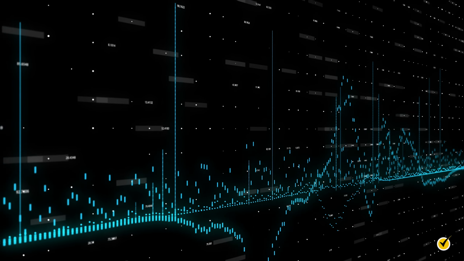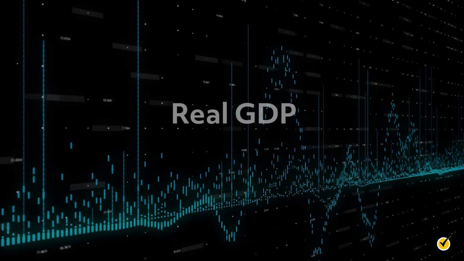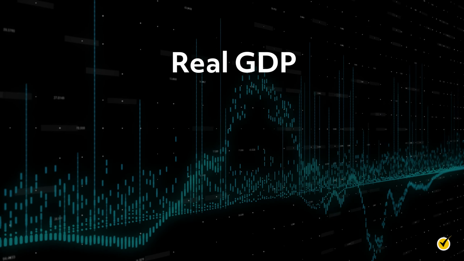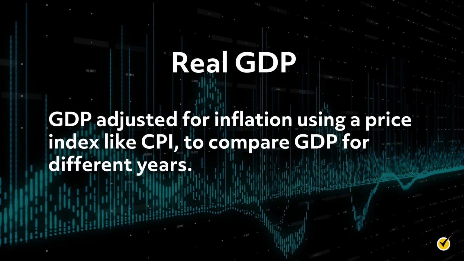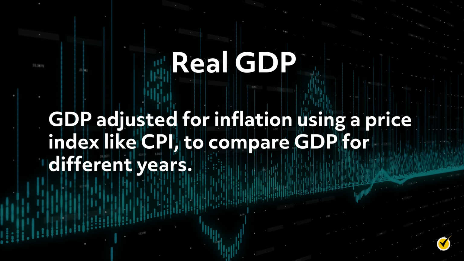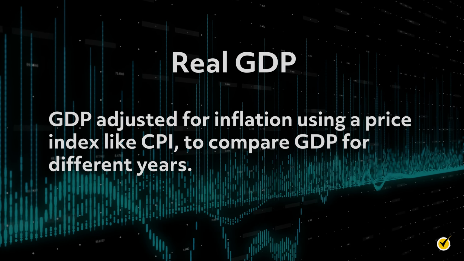Since prices can rise or fall from year to year, economists use real GDP, that is, GDP adjusted for inflation using a price index like CPI, to compare GDP for different years. Using real GDP allows economists to compare GDP over multiple years to see a trend. Is GDP growing? How much is it growing? These comparisons give economists clues to understand overall economic activity.